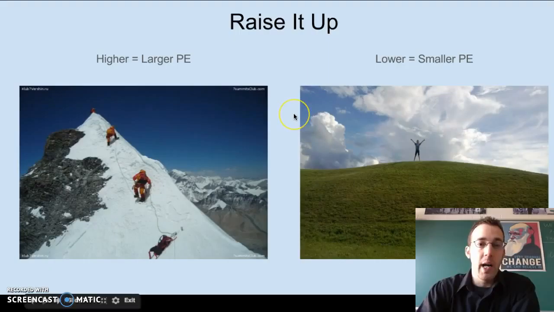When it comes to the height, the higher you lift something, the more potential energy it's going to have. So if I'm up on top of a mountain, I'm going to have a lot more potential energy than if I'm just up on top of a hill. So the higher you go, the larger the potential energy. The lower you go, the smaller your potential energy.